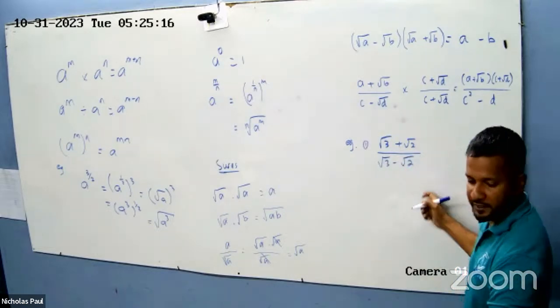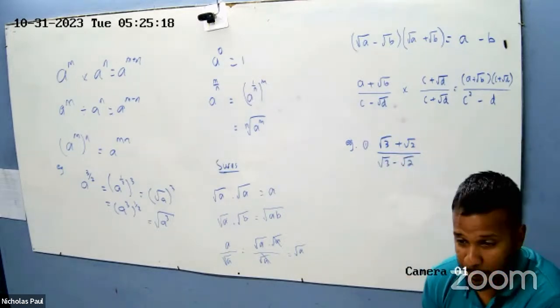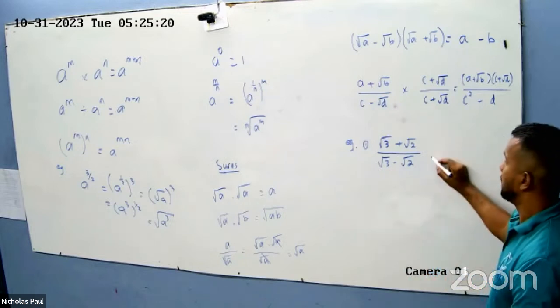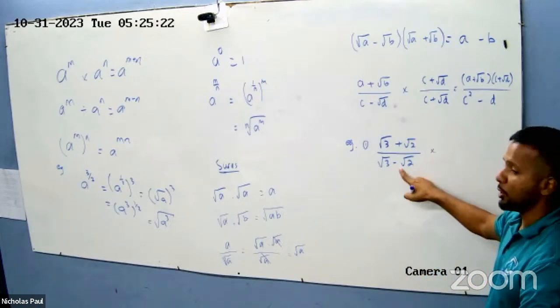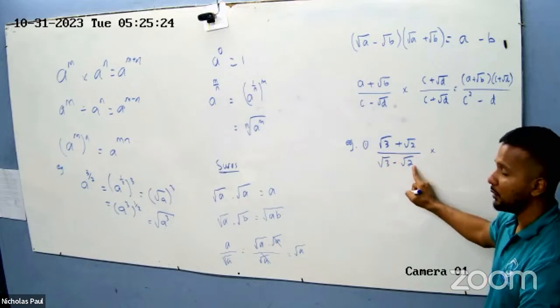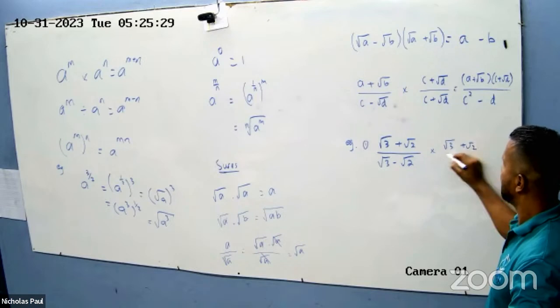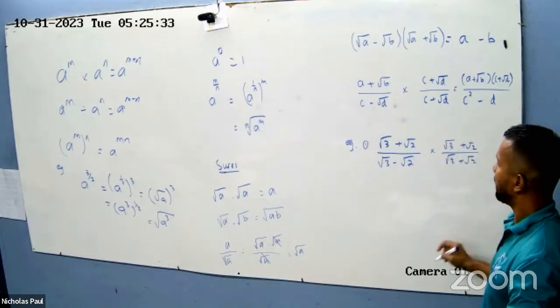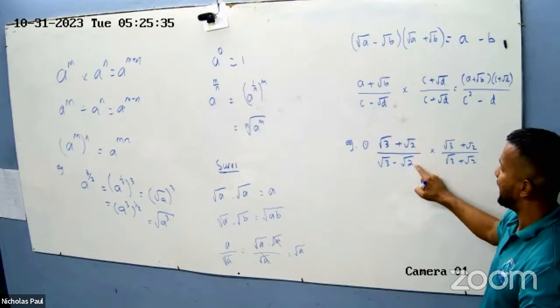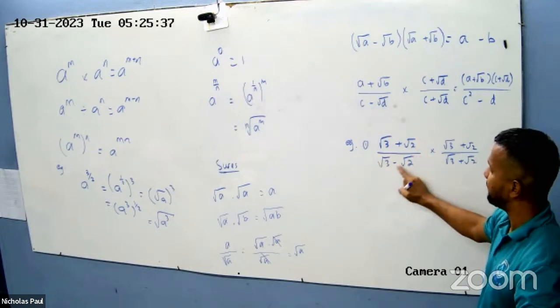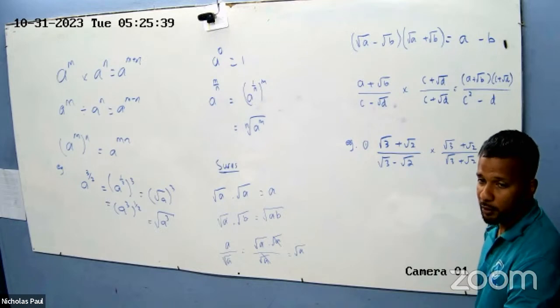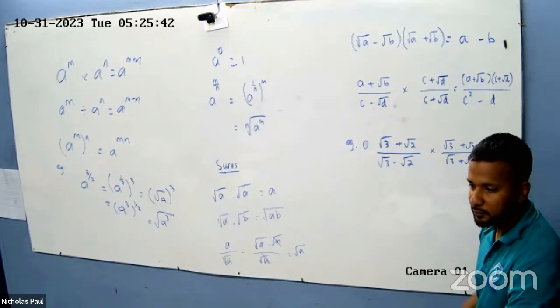All right, so we want to simplify this here. How will you simplify this fraction? Multiply by the conjugate of the denominator. So you're multiplying the numerator by the conjugate and the denominator by the conjugate. Right? So you're multiplying the numerator and denominator by the conjugate of the denominator. Let's see what you got.